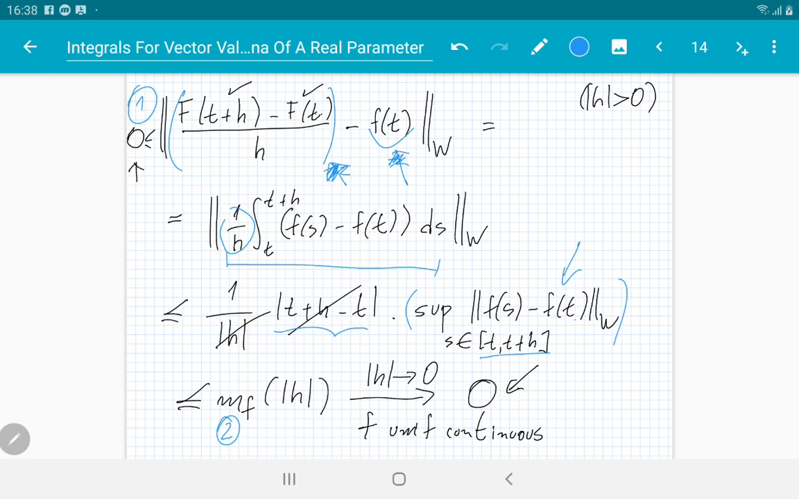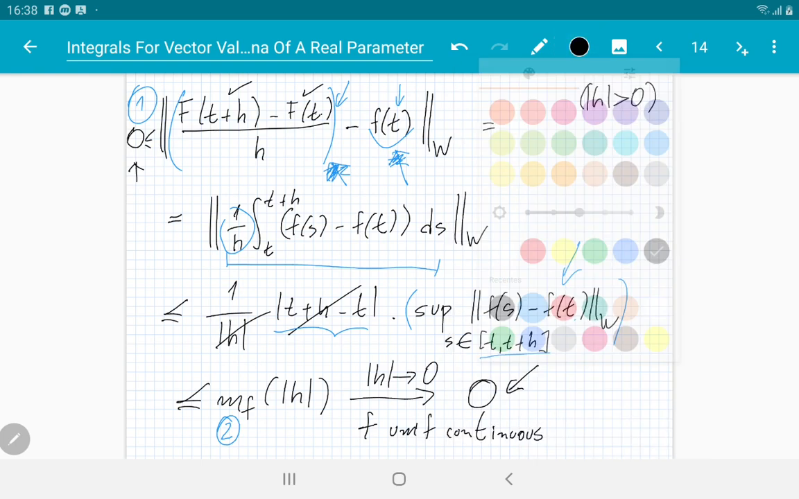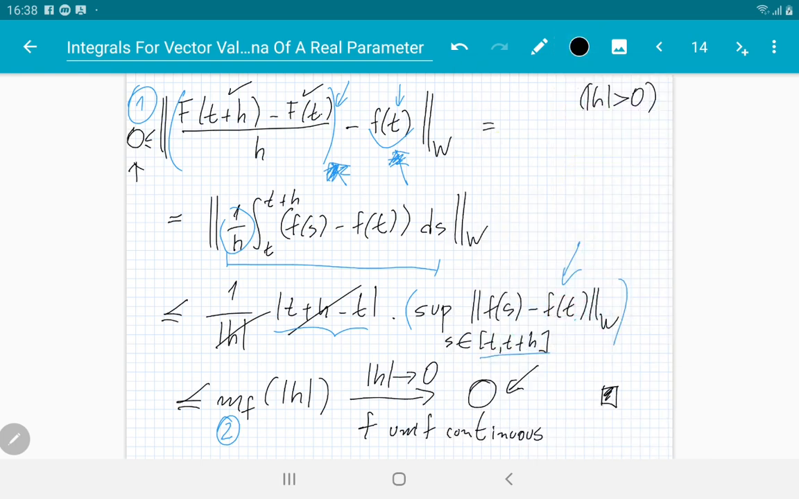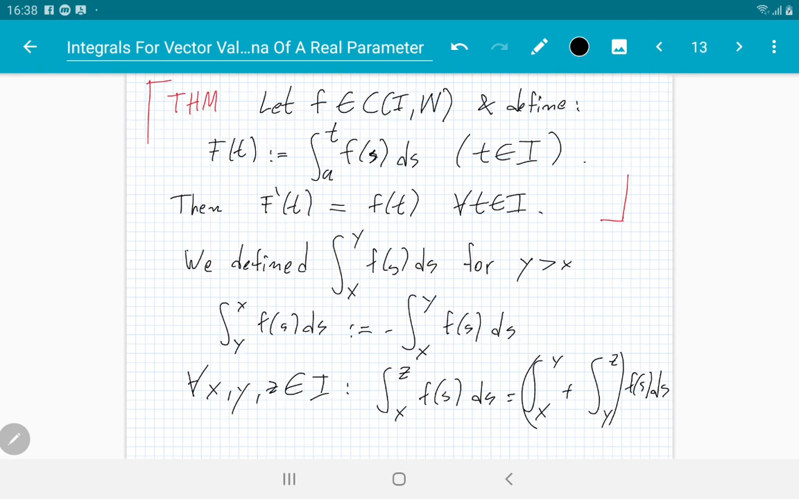And now we're done, right? Because what we wanted to prove is that the limit of the quotient was equal to little f of t, and that's what we've just accomplished. So this finishes the proof of our version of the fundamental theorem of calculus, which is this nice result here.